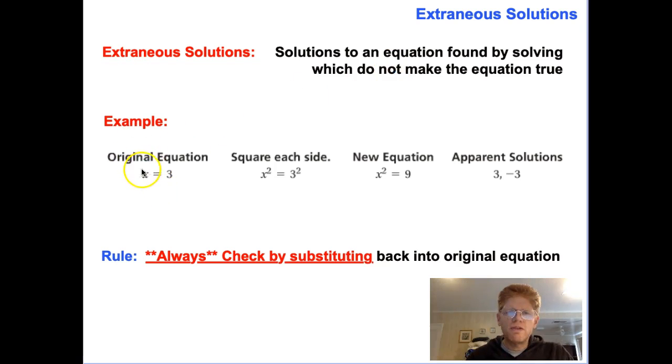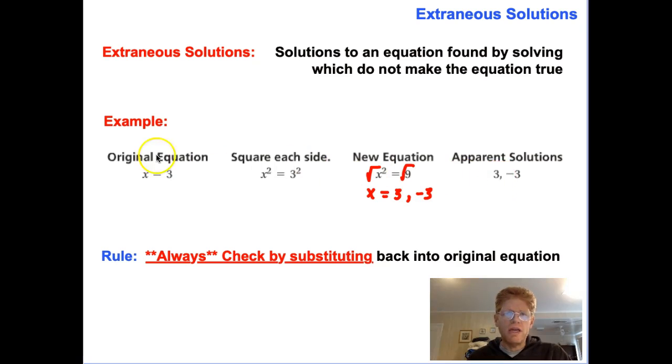Let's start with our original equation, x is equal to the square root of 3. Now if we square both sides, we get x squared is equal to 9. And our apparent solutions are both 3 and negative 3. So we take the square root of both sides, and we get that x is equal to 3, because 3 squared is 9, but also negative 3 squared is 9. So both of those are our solutions.